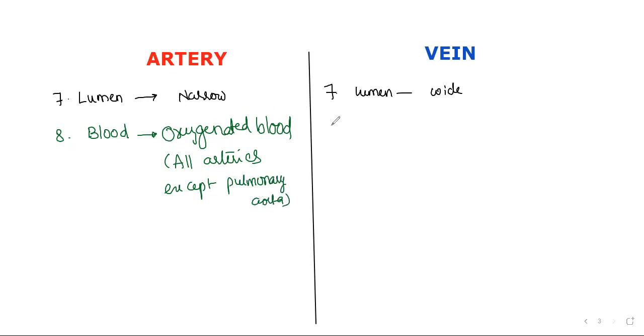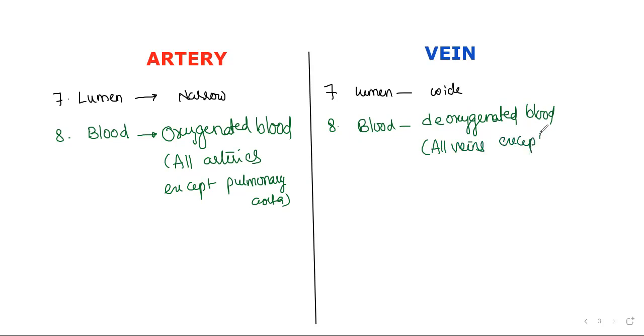In a similar way, here also, blood. Deoxygenated blood in all veins, except pulmonary vein. All veins except pulmonary vein. Okay. Next.